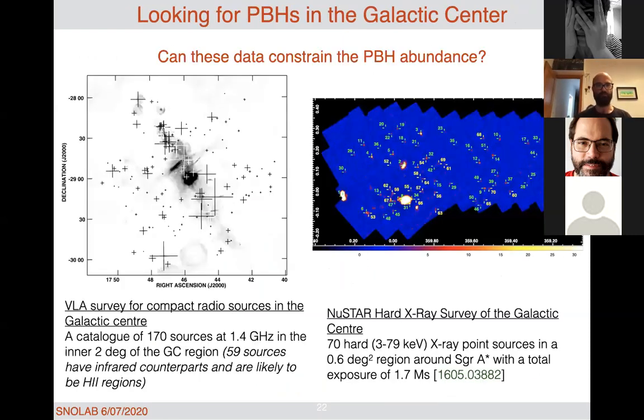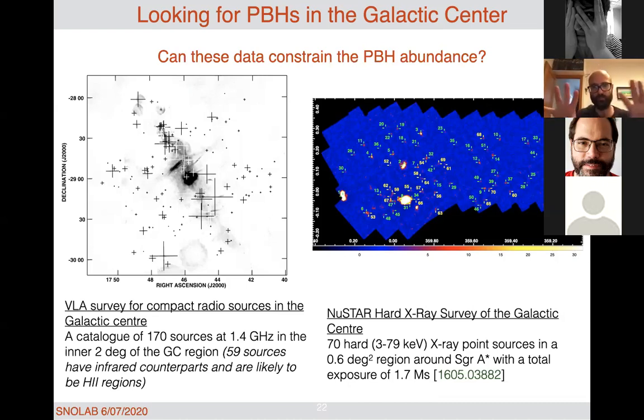So the idea was basically to look at the data and to check if the astronomical data can constrain primordial black hole abundance, given all this physics and given all this phenomenology. So we looked mainly into two different types of data. On the one hand, radio data, in particular the VLA survey of compact radio sources near the galactic center. And then we looked at X-ray data, in particular in the hard X-ray band at some tens of keV.